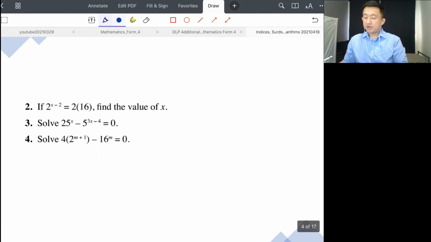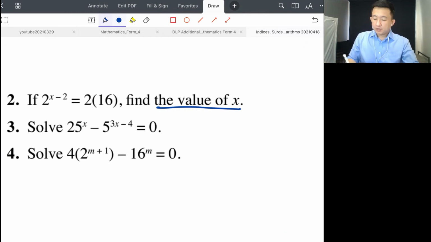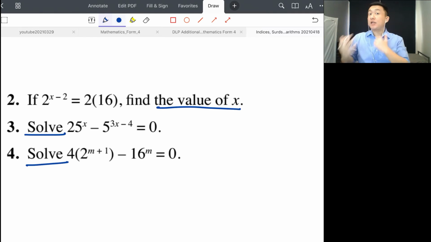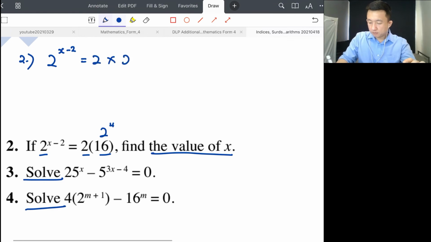And then the second kind of question, you have to find the value for the unknown. Basically, it's solving it. Solving it meaning finding the value of the unknown. Same thing, change them to the same base. 2, 2, 2. So we are changing 16 to 2 power of 4. This is how you write. Am I right? This is 1. Bracket means multiply, right?